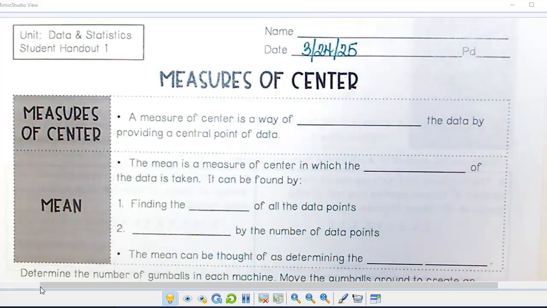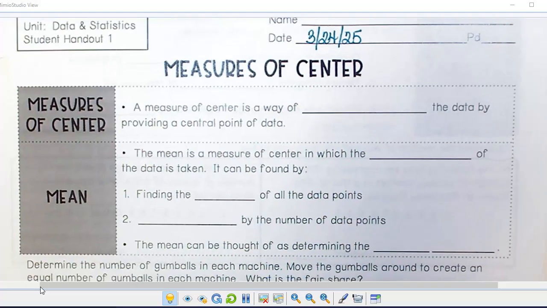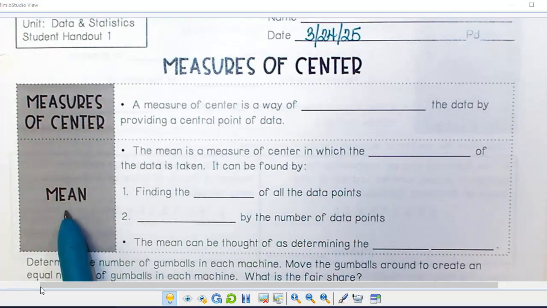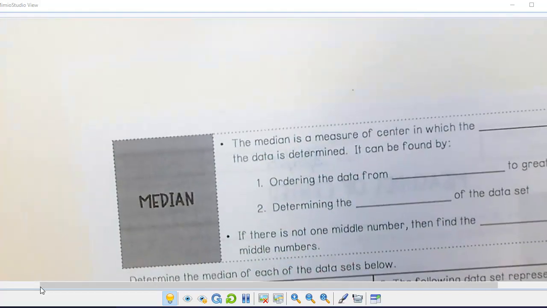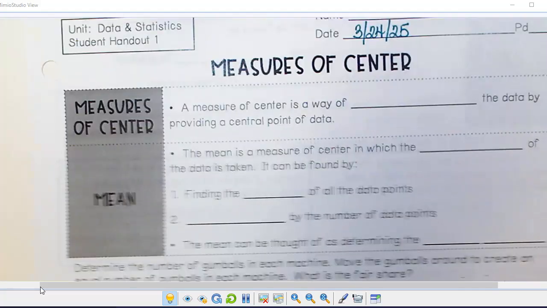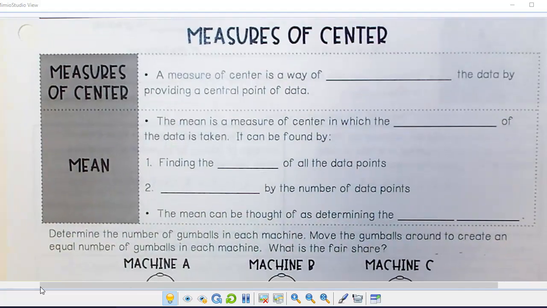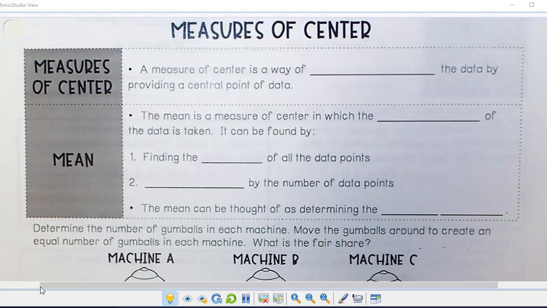So today's date is March 24th, which is when this was done in class, in case you were out. Okay, so the two things that we are going to focus on today are something called mean and something else called median. So the first page, the front side, we're going to be talking about mean, and then we'll move on to median.